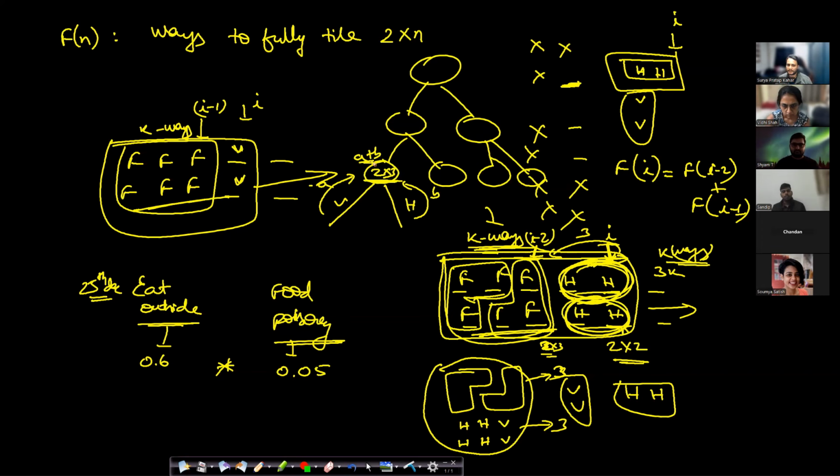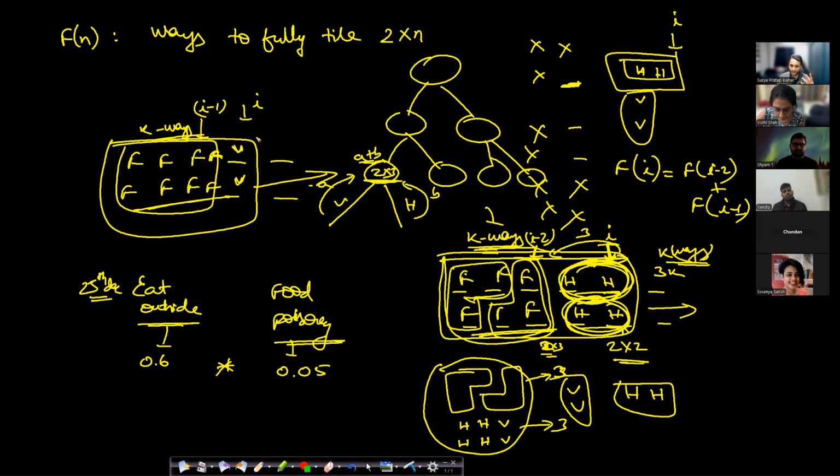So f of i indicates the number of ways I can fill till the ith index. You can also think in that way: I will be giving here 2 by 4 and I will write a certain number of ways so that they both become consistent, so the ith column becomes consistent. In that way you can think.